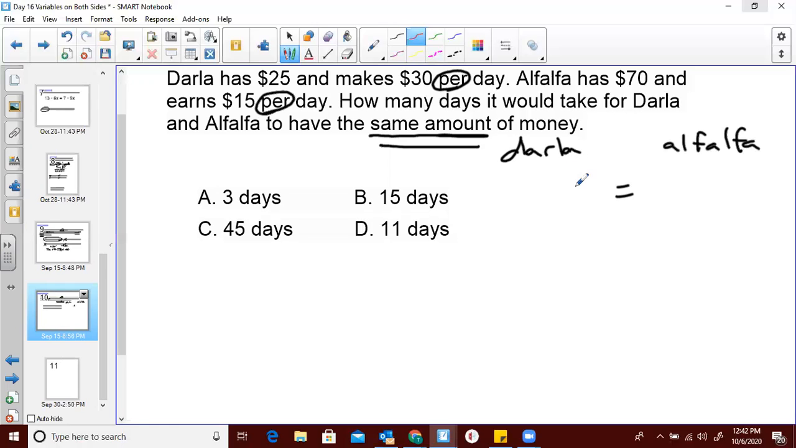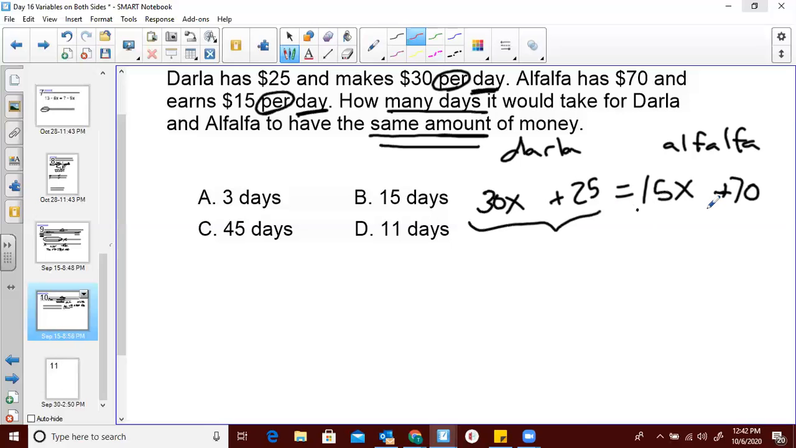So I know that Darla already starts off with $25, can't take that away, and she makes $30 per day. Remember, here's our variable, how many days. All right, and then I know that Alfalfa already has 70 that he saved, and he earns $15 per day, my variable x. So now I just have an expression like what we've been working on. All right, and you can pop this into Desmos. Remember, put this one in first, and then this one.